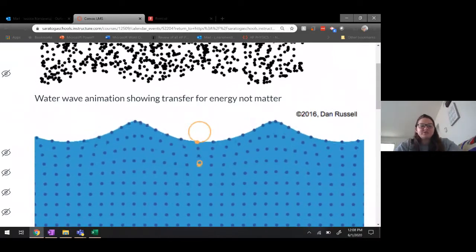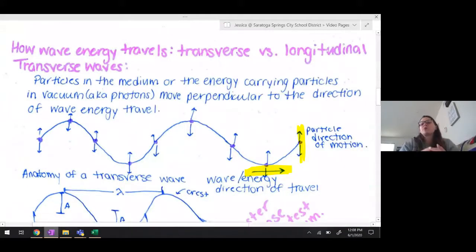So transverse waves, we say, move perpendicular to the direction of travel. And the way I always remember that is the T in transverse looks like a perpendicular symbol.